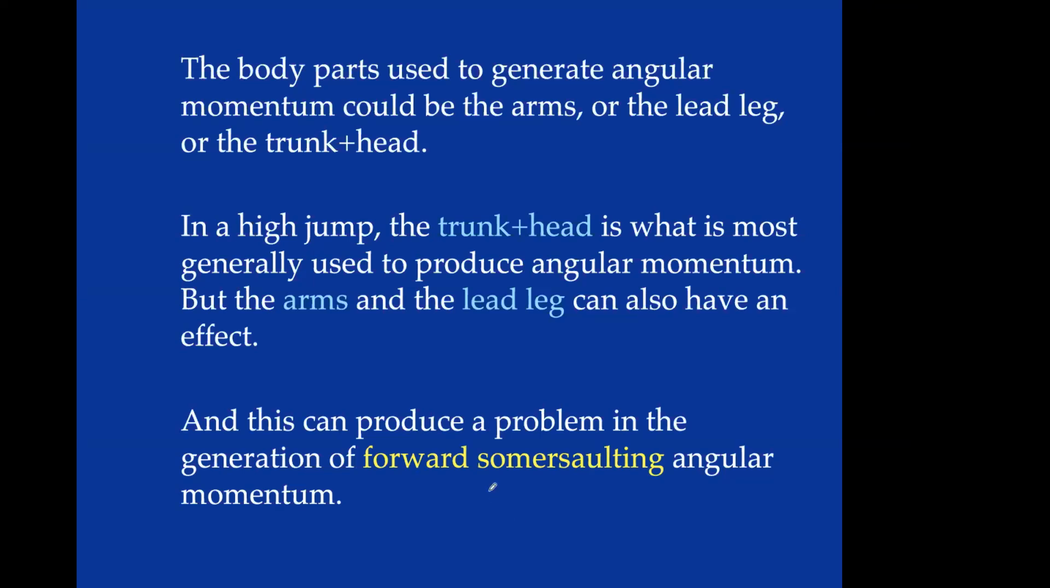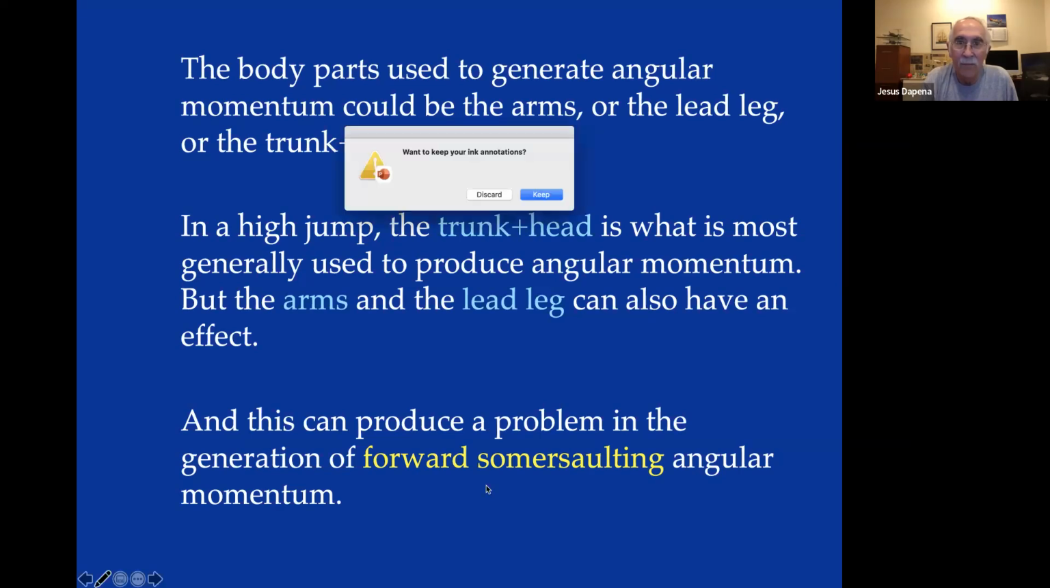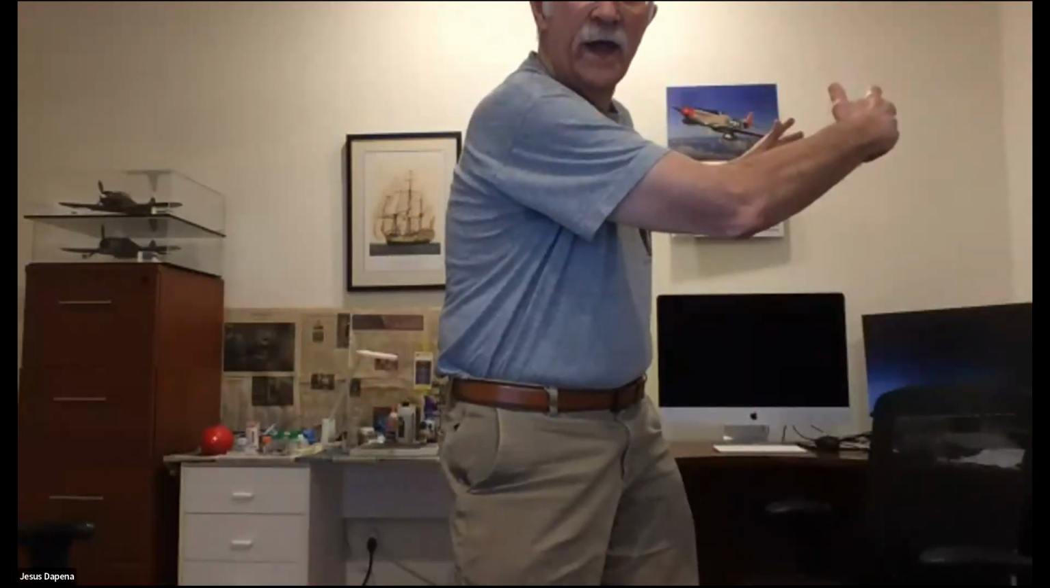Okay, so now I have to get out of my PowerPoint. Let's say I am standing like this, and I want to jump up, and I want to rotate counterclockwise in the air. I need counterclockwise angular momentum about my vertical axis. I'm going to do it with my arms. So I will start with my arms here, and I'll throw my arms that way during the takeoff. Okay, here we go.